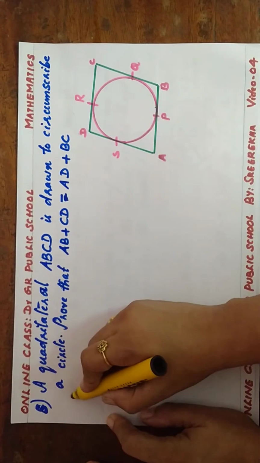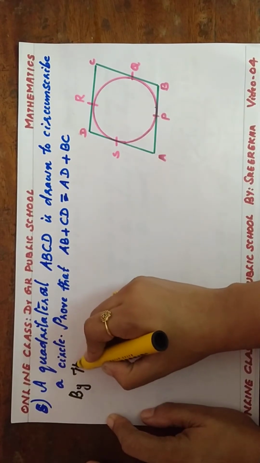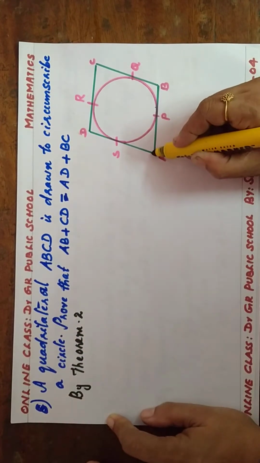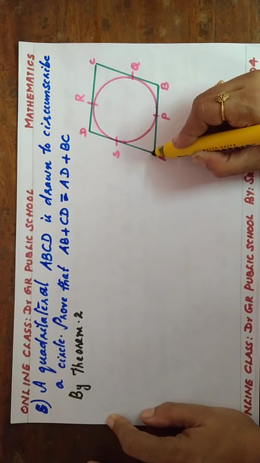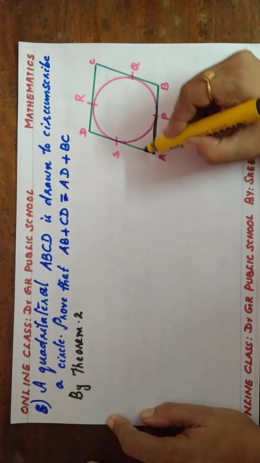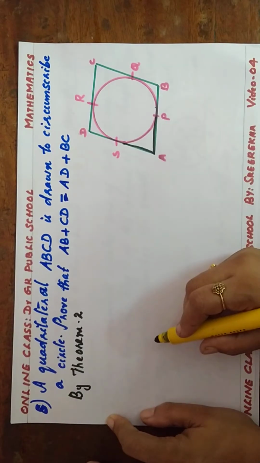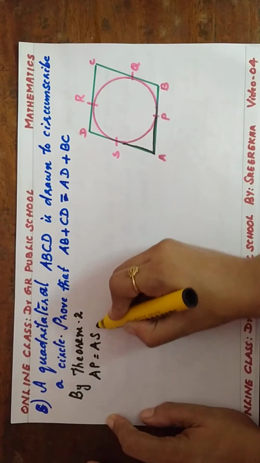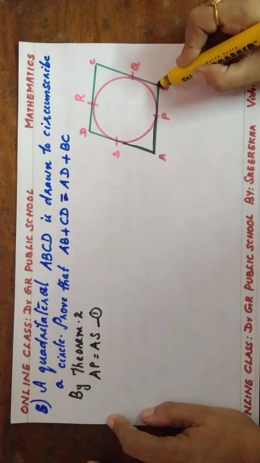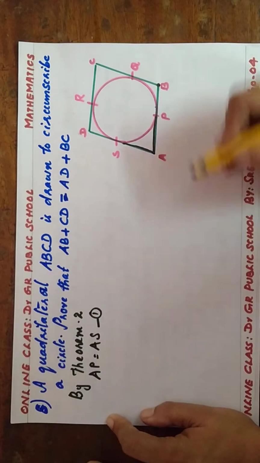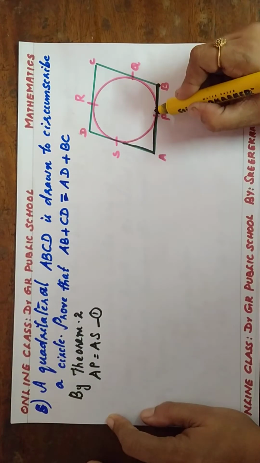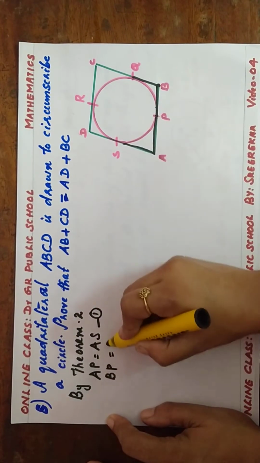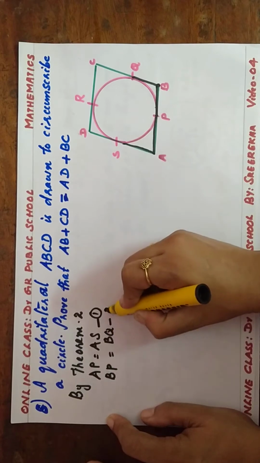I am going to apply theorem 2. I hope that all of you know theorem 2. A is an external point to the circle, so the tangents drawn from the external point to the circle are equal in length. Am I right? So you can say that AP equals AS. Take it as equation number 1. In the same way, B is an external point to the circle. So the length from the external point up to the point of contact, BP, must be equal to BQ. BP equals BQ. Take it as equation number 2.